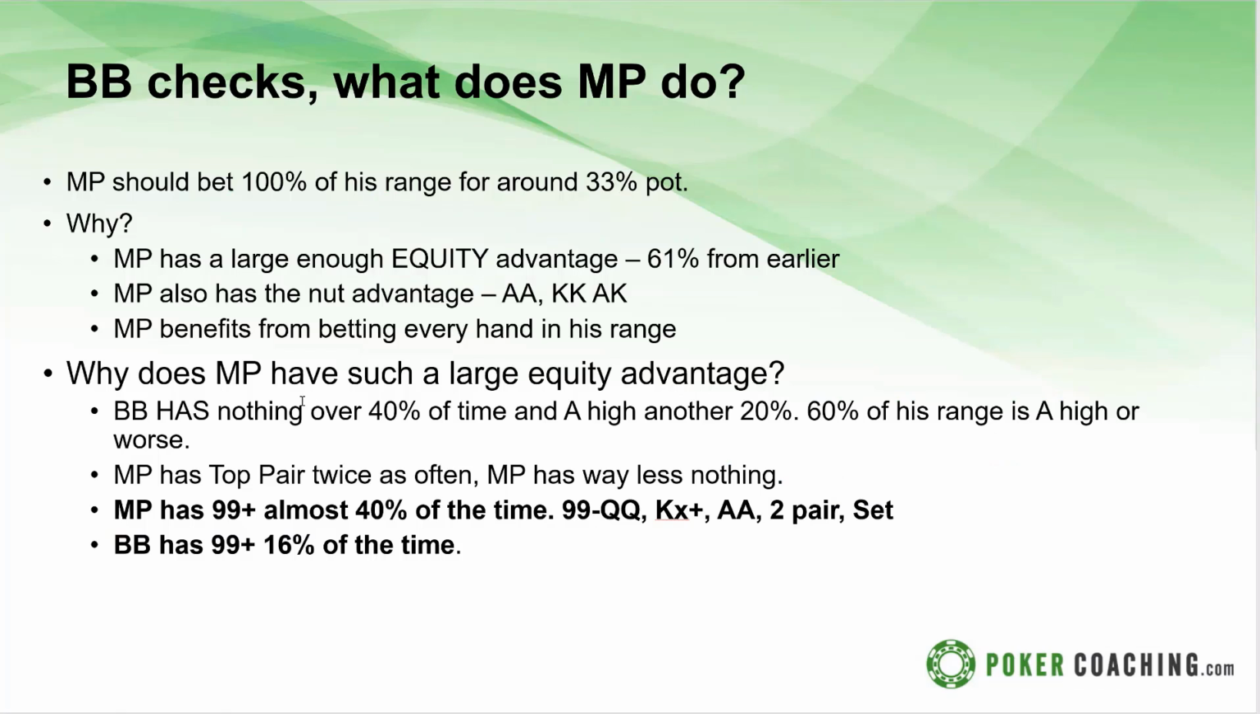So first reason, big blind has nothing 60% of the time. Second reason, MP has top pair twice as often as big blind. And that even goes further. MP has pocket nines or better 40% of the time, versus big blind only has it 16%. And MP just has way less nothing.